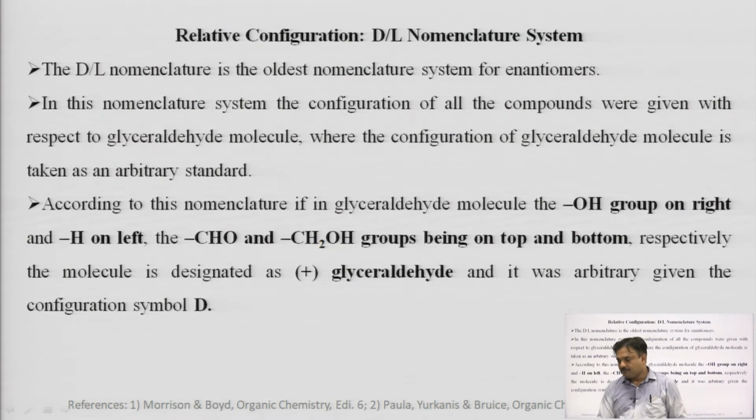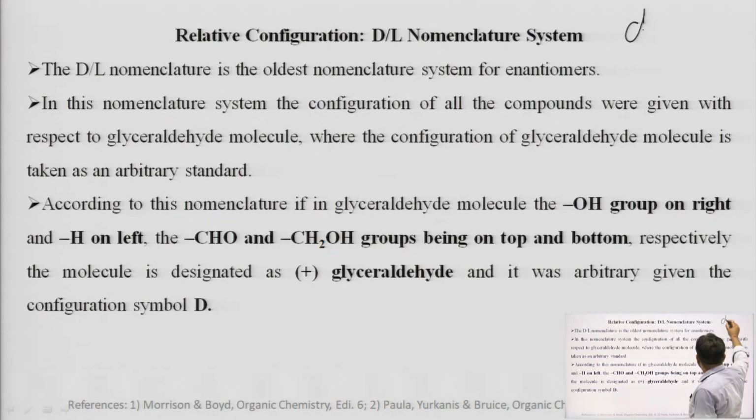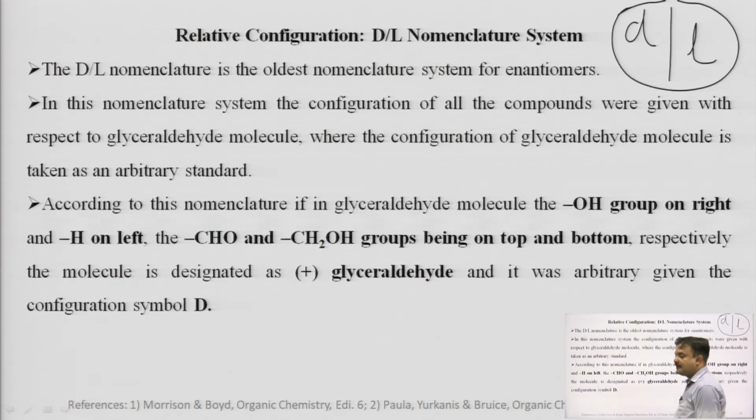The next configuration system is known as the relative configuration system. It is also known as the DL nomenclature system. Again I want to remind you, please do not confuse it with small d and small l. Small d and small l reflect the direction of rotation of plane polarized light in optically active compounds.